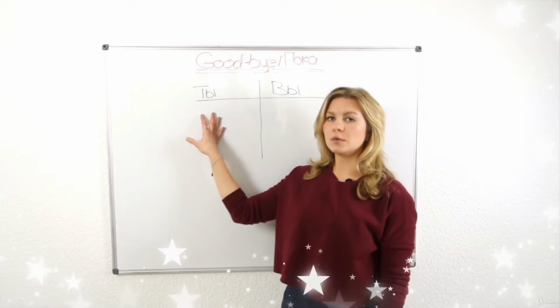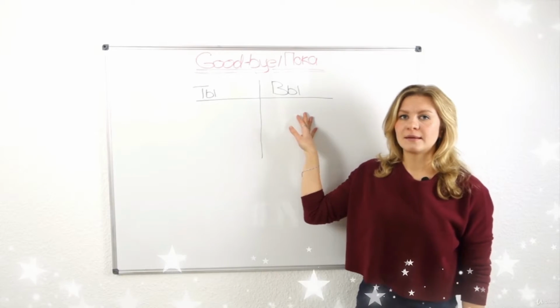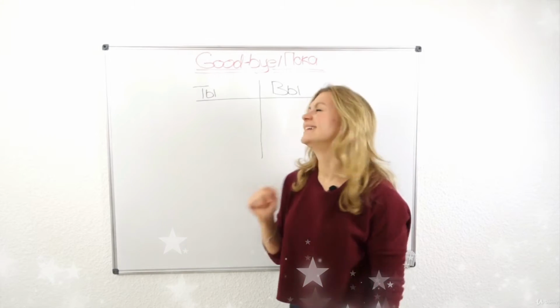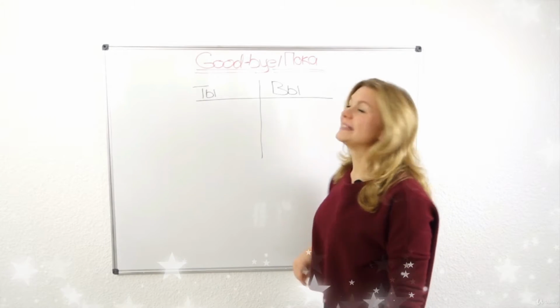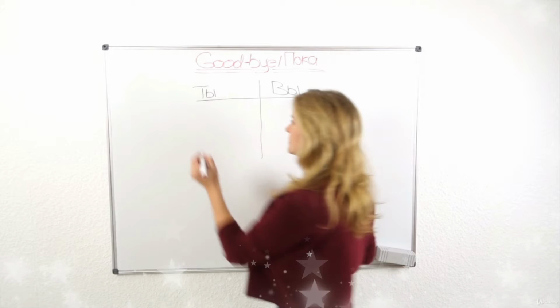Hereby, we are going to learn how to say goodbye in Russian. Again, we have two forms, ты, which is informal, and вы, very official. So, for the first form, ты, we usually use the simple word пока.